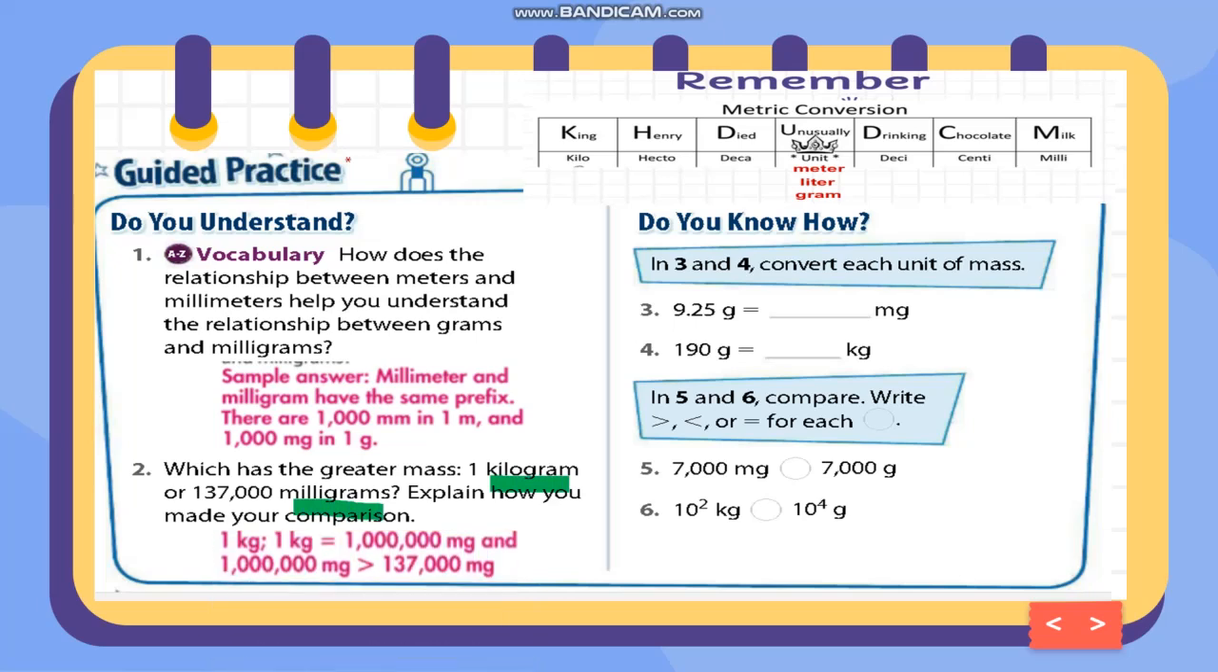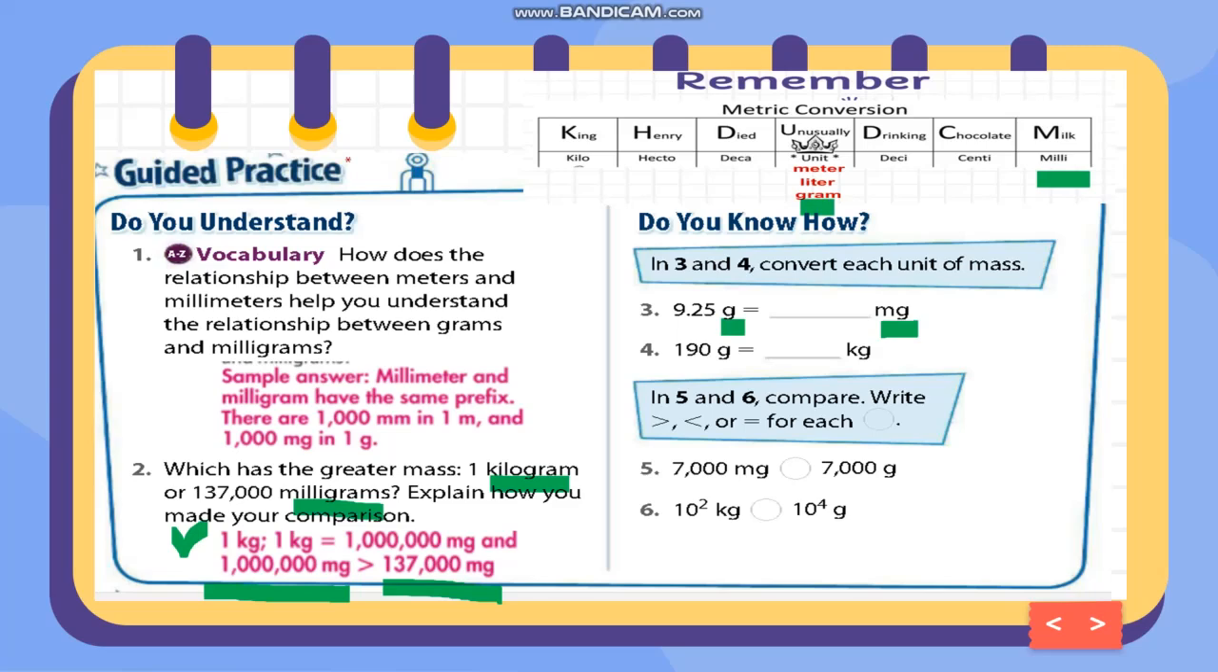So the answer here is 1 kilogram. Why? If I'm going to change kilogram to milligram, 1 kilogram is equivalent to 1 million milligram. Okay? And 1 million milligram is greater than 137,000 milligram. That's why 1 kilogram has the greater mass. Next, let's convert the following: 9.25 grams to milligram. By using this table, this is your gram, then you're going to convert it into milligram.